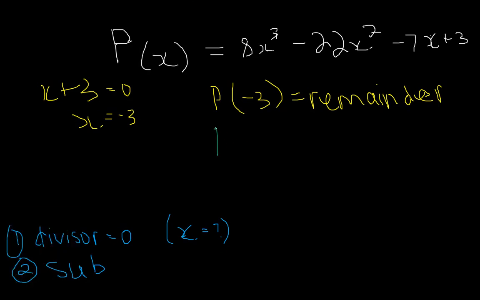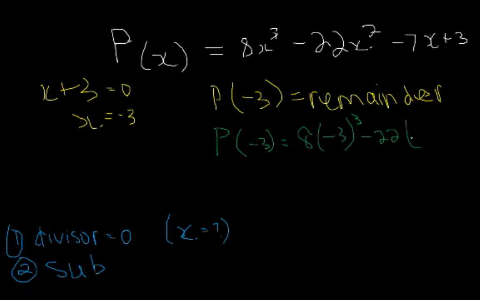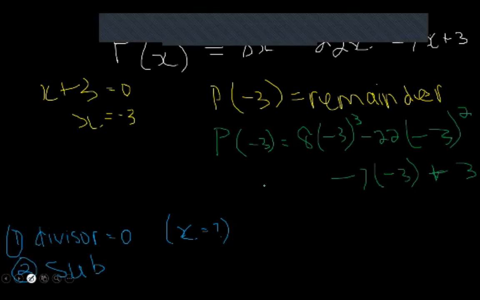So how exactly would we do that? Well, p of minus 3: wherever I see x in this function, instead of putting x, I'll replace it with minus 3. So 8 times minus 3 cubed, minus 22 times minus 3 squared, minus 7 times minus 3, plus 3. Of course, we could simplify this further to find the value of my remainder. Minus 3 cubed, that's minus 27.